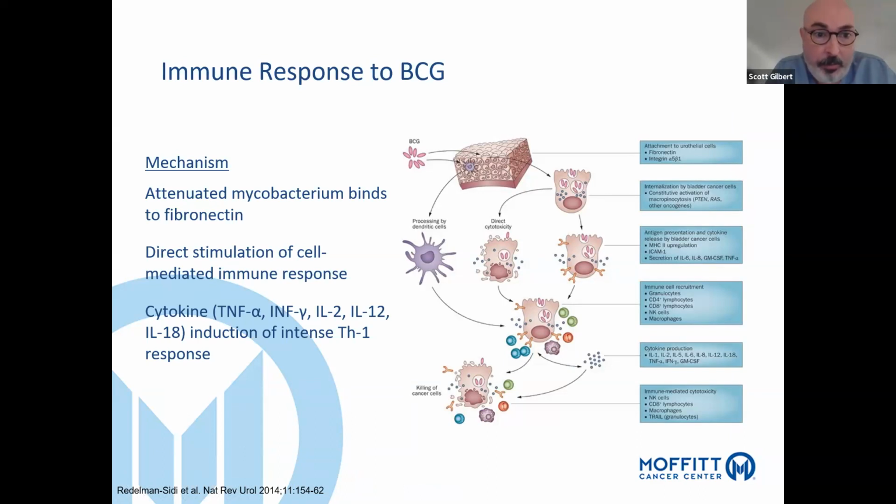For bladder cancer adjuvant risk reduction, it directly stimulates the cell-mediated immune response and upregulates cytokines such as TNF-alpha, IFN-gamma, IL-2, IL-12, and IL-18. This results in a Th1 response in the immune system. That in turn results in cytotoxicity and stabilization of the urothelium and a significant risk reduction of recurrence, and also a slight, not as pronounced, risk reduction in disease progression.